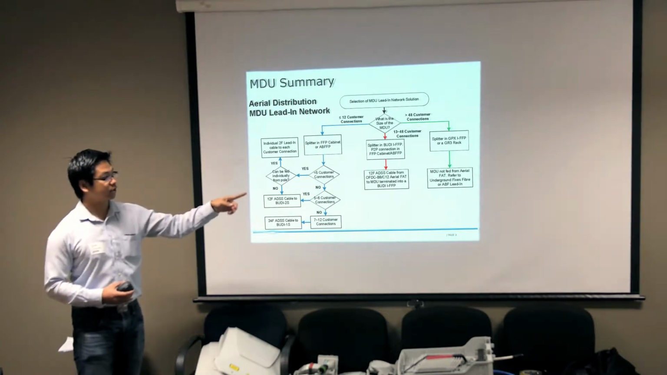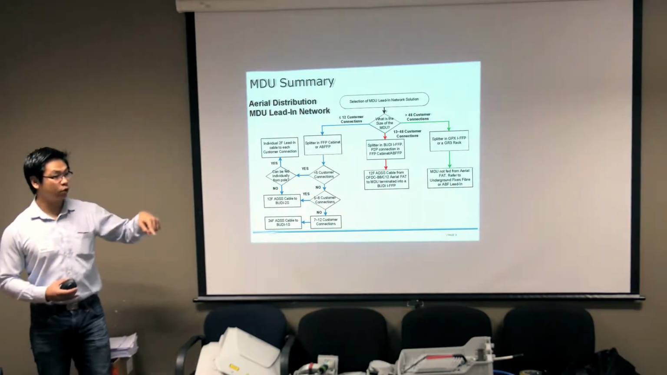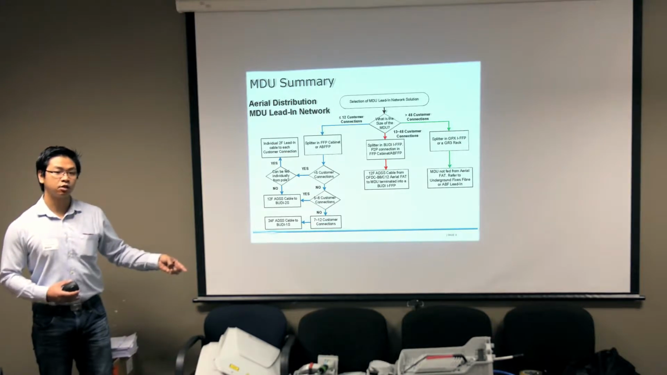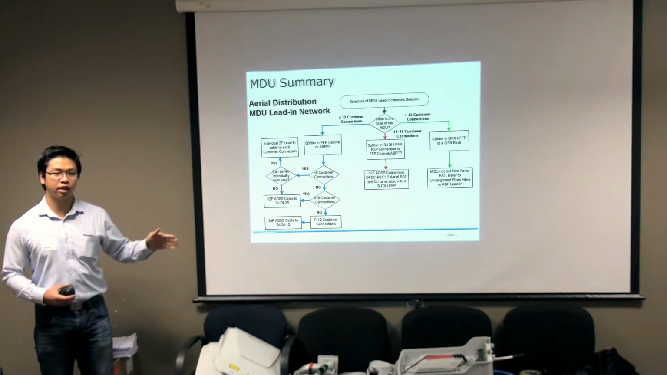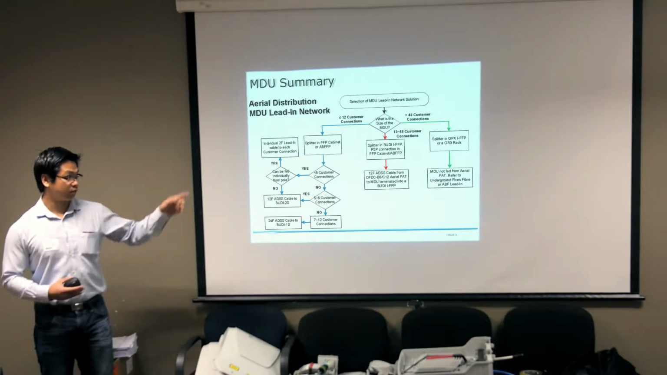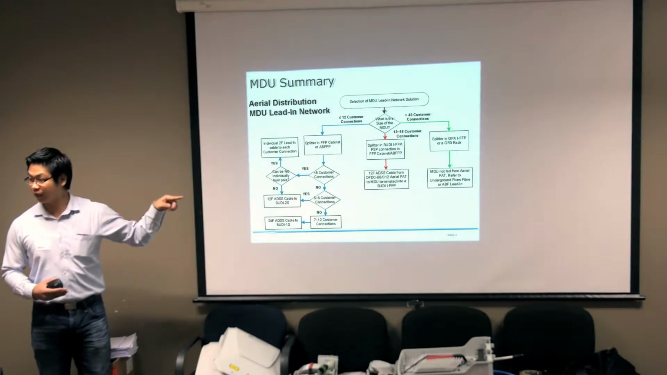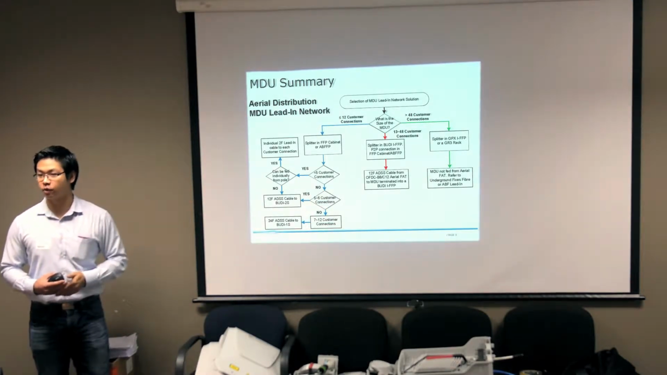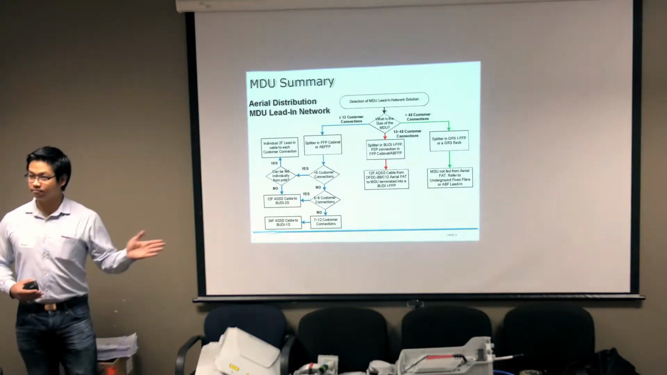And for the large size MDU, because we need to terminate the lead-in cable directly to the feeder side, we can't install it into your aerial distribution cable. So for a large MDU, we basically say we do not feed the MDU from an aerial network. We will feed it directly from an underground network. Okay. Is that all right?